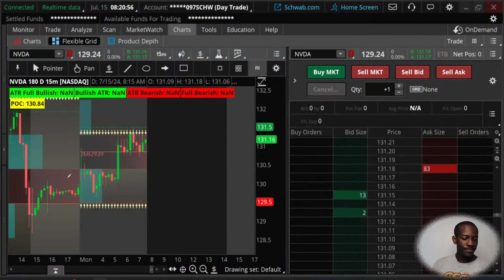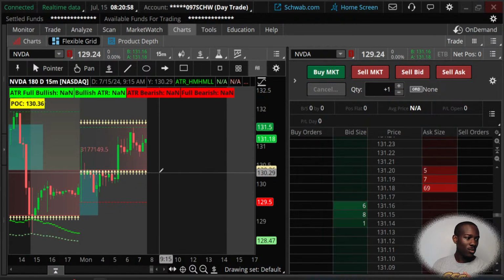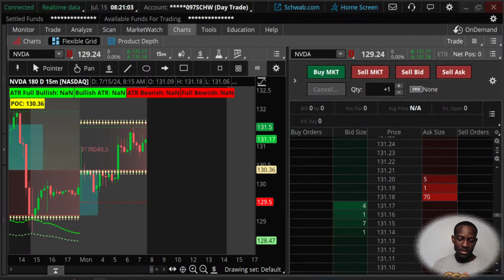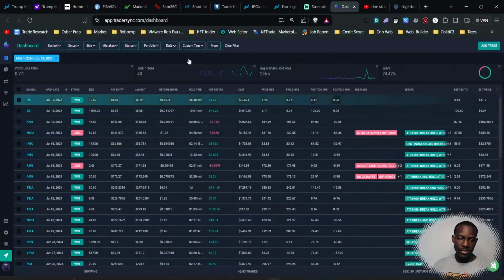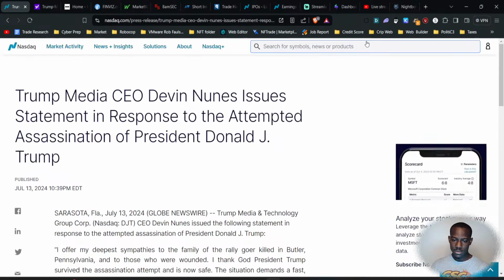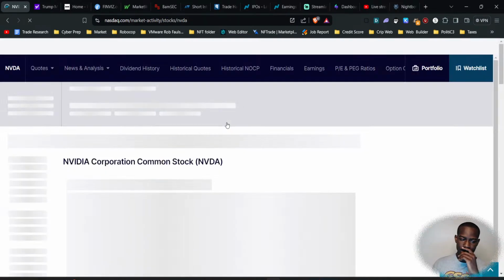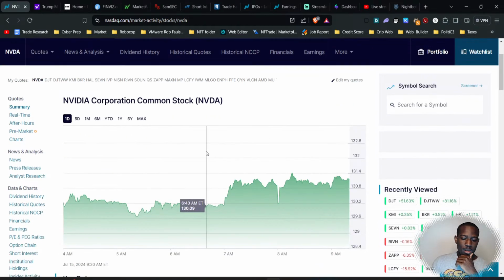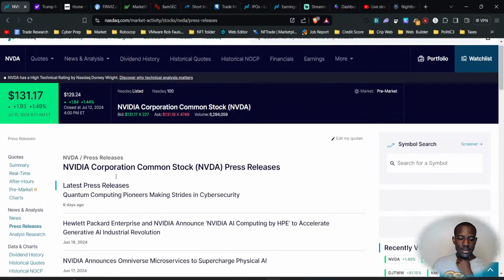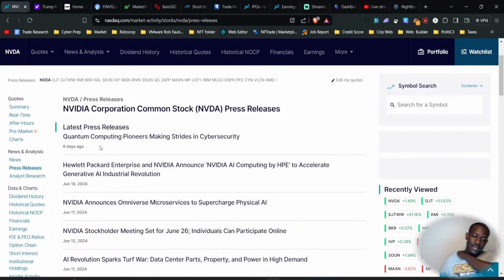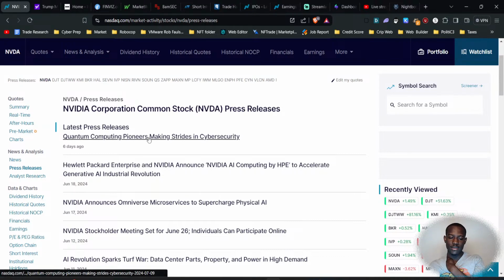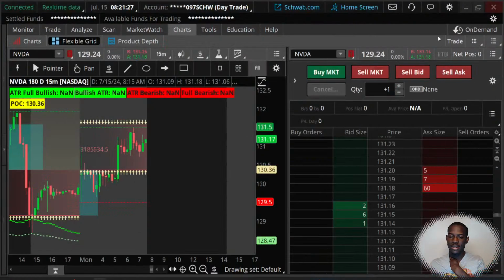And NVIDIA is still the only other one that has offered any challenge to DJT today. Let's go and see if it had any news. It didn't really gap, so I'm not sure that it had news. Press releases. Okay, 6 days ago. So yeah, that's really old, like a week ago. But with the AI news, quantum computing, cybersecurity, blah, blah, blah. All right.